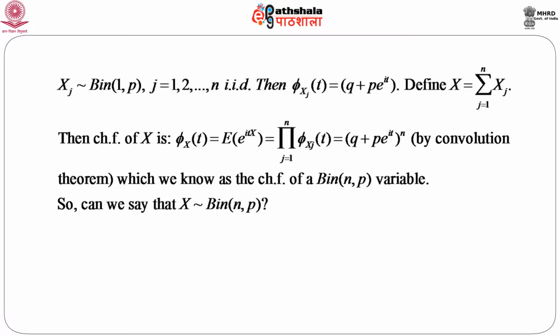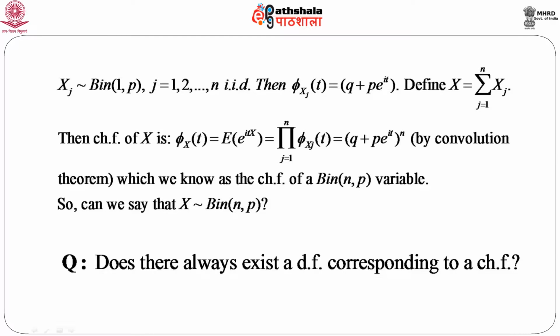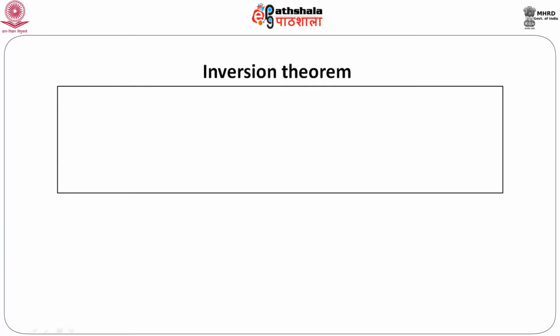This actually triggers a general question: does there always exist a distribution function corresponding to a characteristic function? That means, given a characteristic function, can I find a distribution function for which this would be the characteristic function? Second question, if this exists, is it unique? That means, if the distribution function really exists corresponding to a characteristic function, is it really uniquely defined? So, we are trying to address these two questions in this discussion.